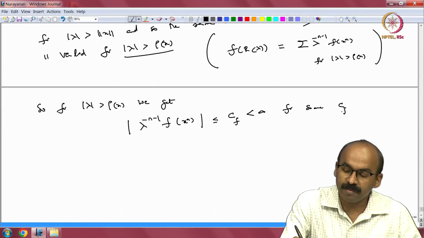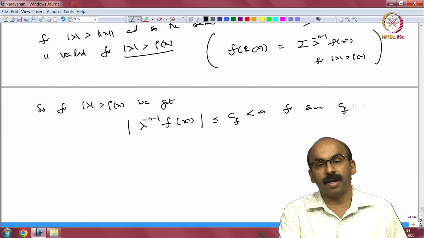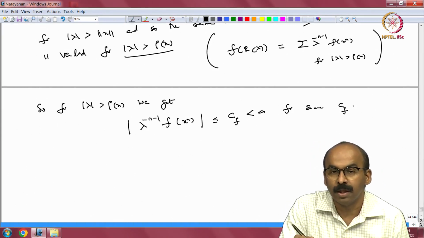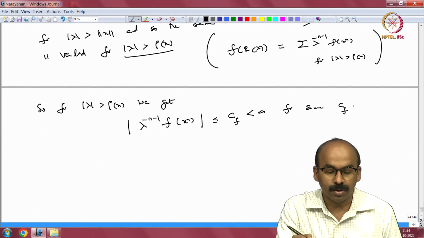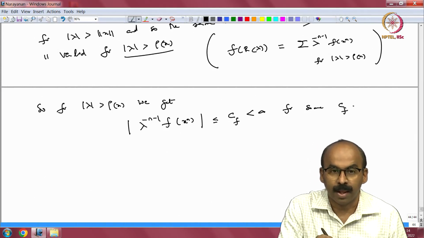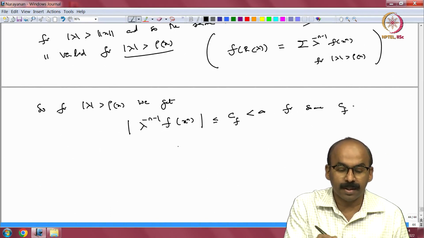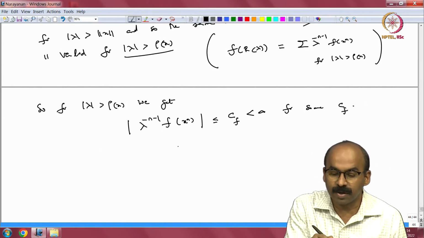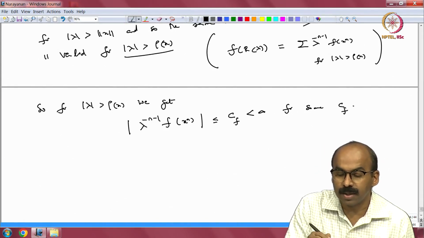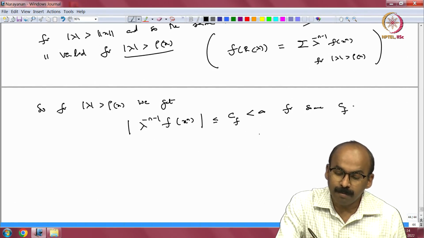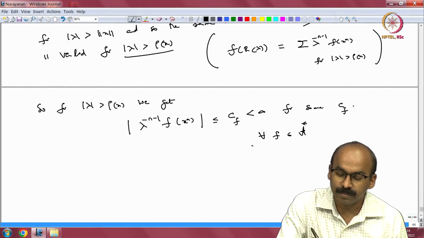for some C_f, right, but it may depend on f, because depending on the linear functional the coefficients are changing. So, you may have another constant, but this is okay, because I am looking at an expression like lambda to the minus n minus 1 f of x to the n is less than or equal to C_f for some C_f, but this is true for every f in A star. Okay.